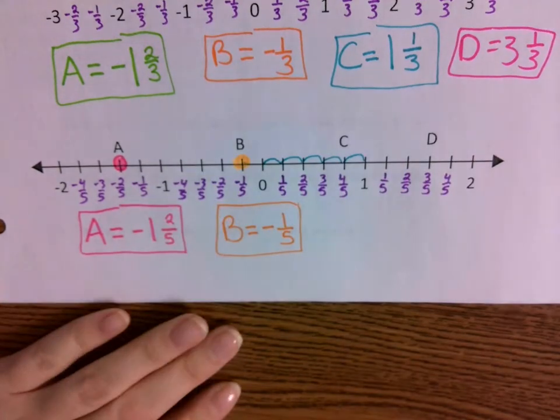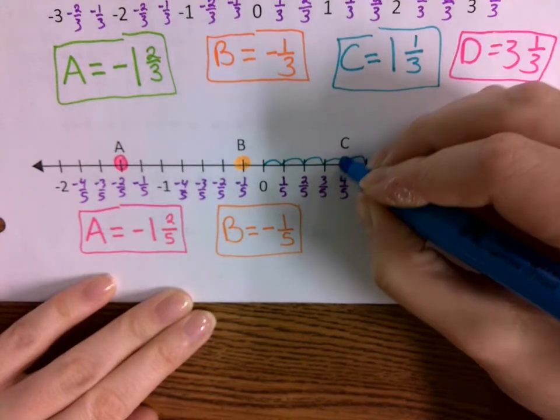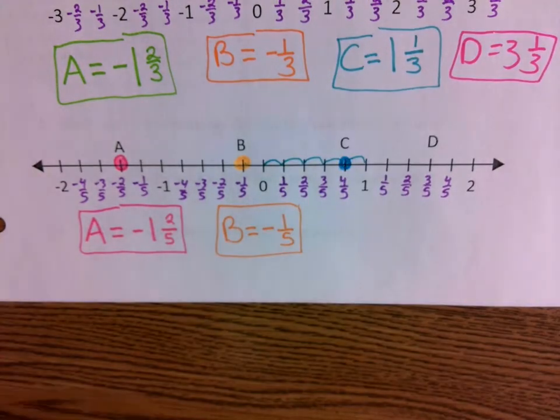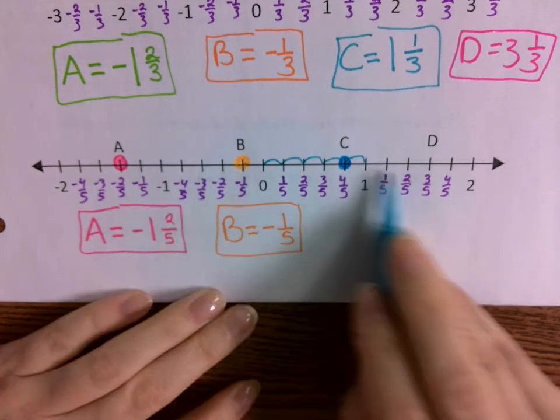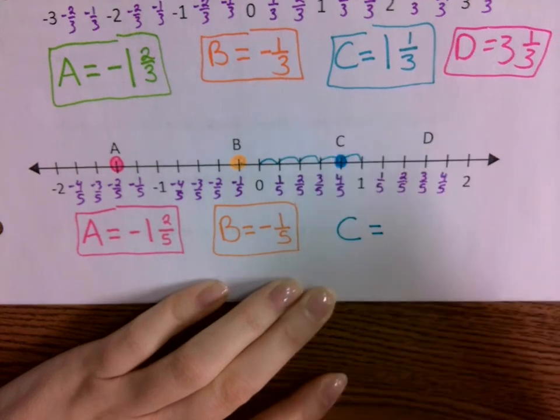Point C. Does point C go past a whole number? No. Point C did not go past a whole number. So what is point C's value going to be? Say it louder, George. 4/5.